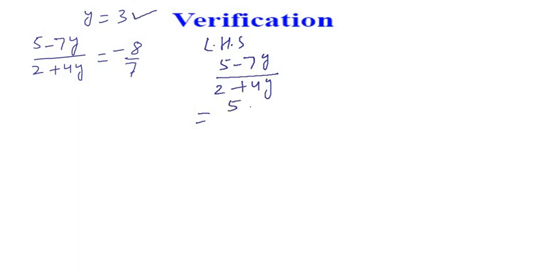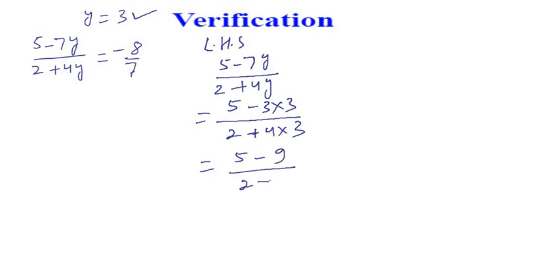So that is 5 minus 7 into y, y is 3, and here is 2 plus 4 multiplied by 3. So 5 minus 7 threes are 21, and here 2 plus 4 threes are 12.